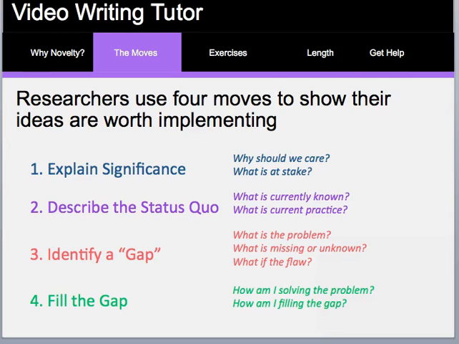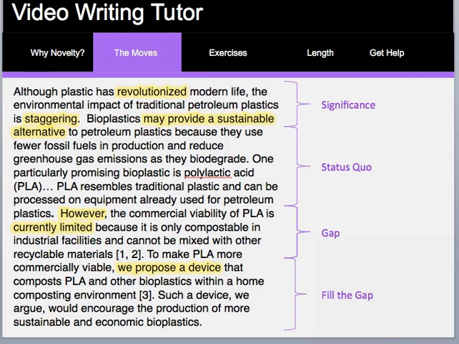And then lastly, filling that gap. So actually taking that problem that you've created and then articulating how your solution, your research, is going to solve that problem or move toward solving that problem. I think these moves can be best understood by looking at an example. So go ahead and pause your video, just read this over, and then I'm going to talk us through it as well.